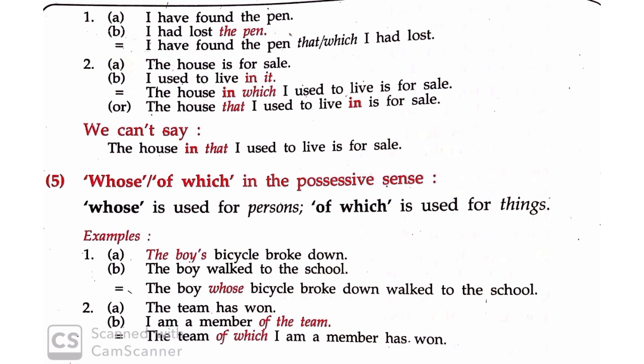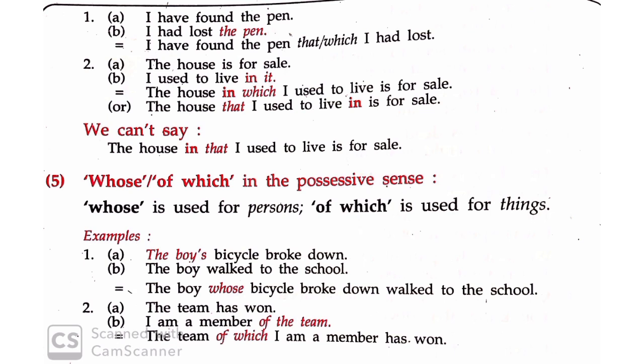Same in the sense, the house is for sale. I used to live in it. The house in which I used to live is for sale. The house that I used to live in is for sale. In is the preposition. When it comes before the pronoun, you have to use which. When it comes after some gap, then you have to use that. You can see very clearly in this example. We can't say the house in that I used to live is for sale. This will be wrong, my dear children.